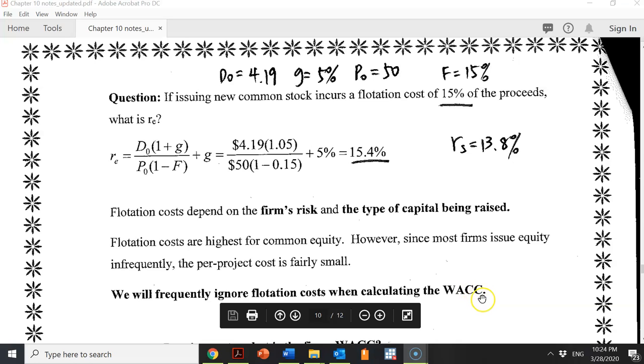Okay, so when we are asked to calculate the cost of issuing a new stock, RE, we have to add the flotation cost. But when we're calculating WACC, we may ignore it because it's very uncommon for a firm to issue new stock, very infrequent.